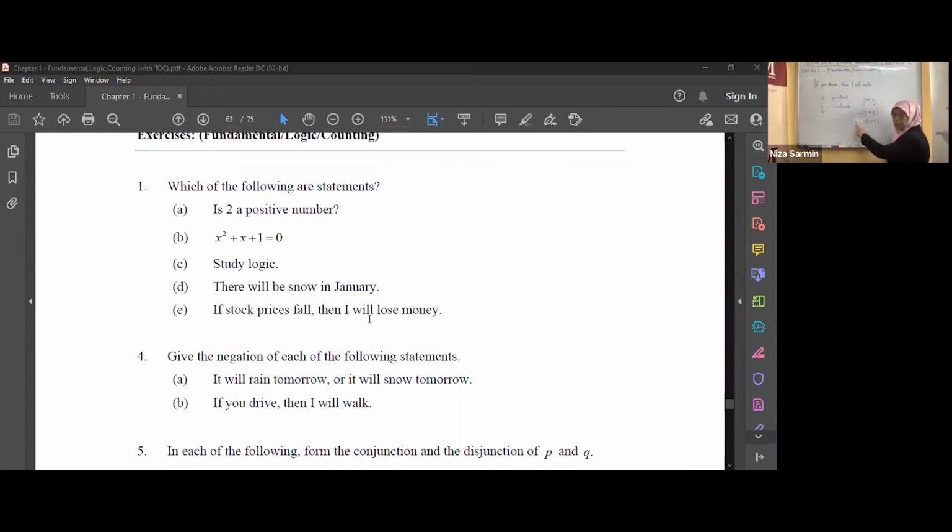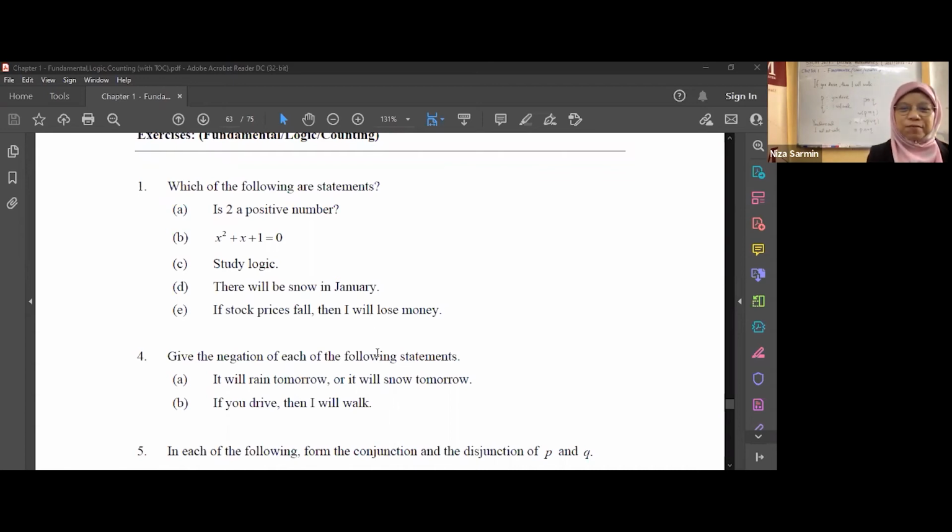So we take the negation, right? The negation is P and not Q. So can you read? If you drive, there's no if. You drive, and I will not walk. And I will not walk. Okay, don't worry about whether it's logic or not logic, it's just the negation.